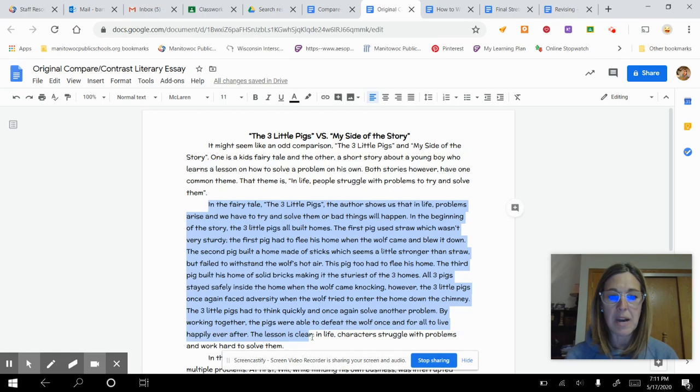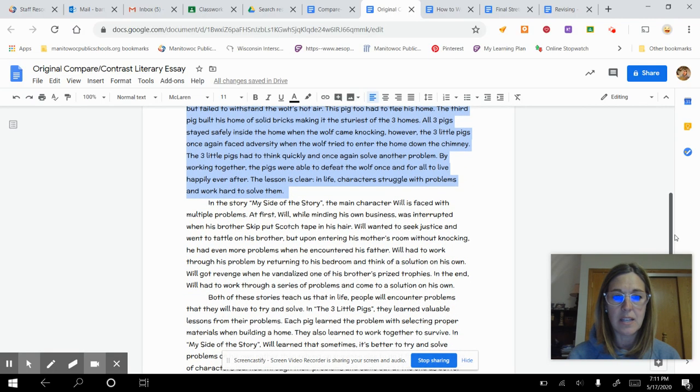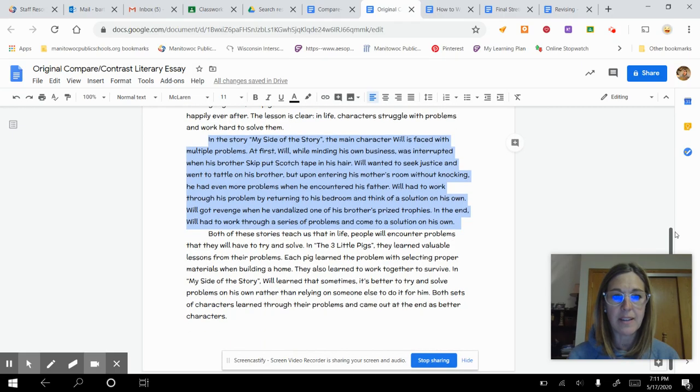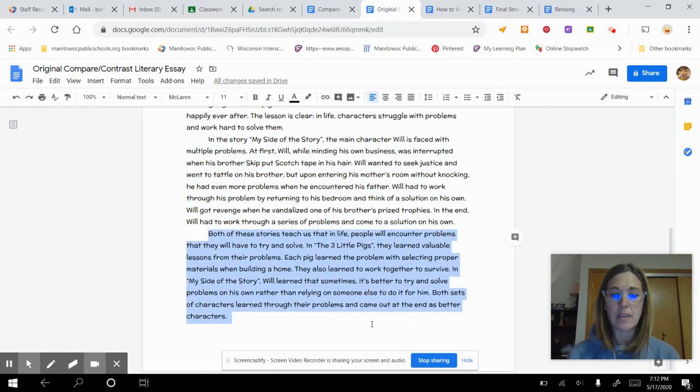So I do one body on the 3 little pigs and how it shares the same theme. I provide evidence, and then I show my side of the story, and I provide evidence that supports my claim, and then I have the conclusion.